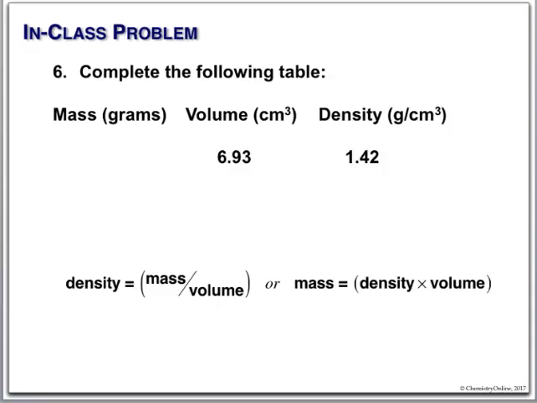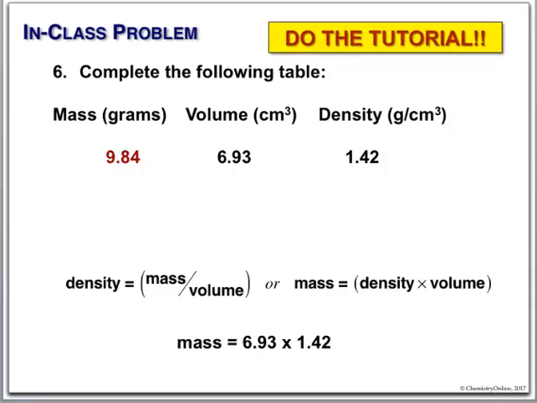Now all in the world you have to do is substitute. Our density is 1.42. Our volume is 6.93. Multiply these together, and you get 9.84. Once again, this is a question straight off of the tutorials. If you have any doubts about them at all, just sit and practice them until you're bored to death. Okay?